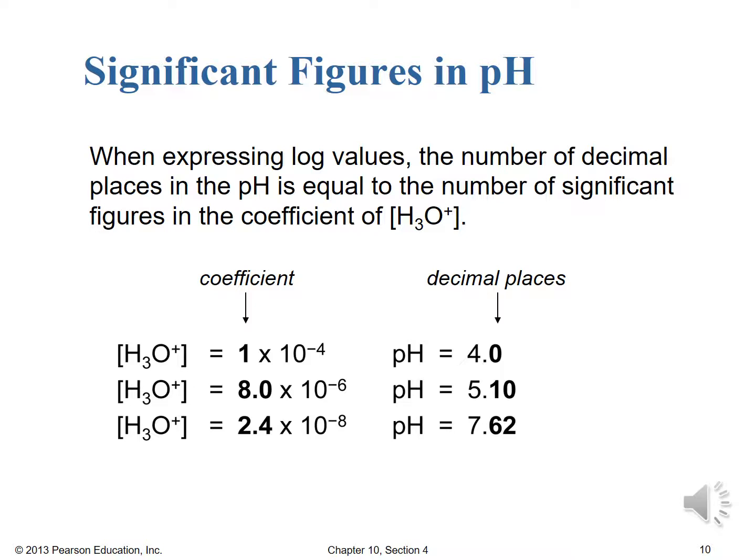So finally, H3O plus of 2.4 times 10 to the minus 8. Again, we had 2 sig figs, the 2 and the 4 here in the coefficient, so we have 2 decimal places in our pH value of 7.62. So hopefully, if you've struggled with sig figs all semester, this is one last chance to get it right and make sure that you can apply sig figs here in the pH setting.